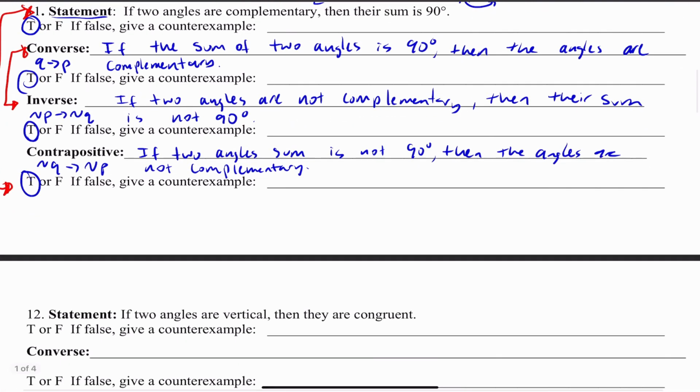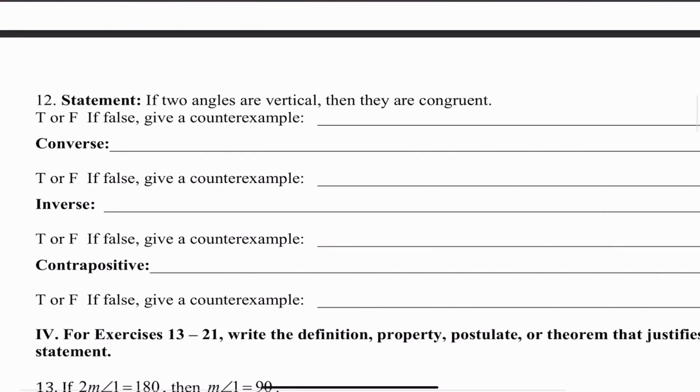Let's go ahead and do the other part. Number 12, if two angles are vertical, then they are congruent. Okay, here we go. Let me draw vertical angles. So if two angles are vertical, which I can assume true, because yes, vertical angles are always congruent. So this angle and this angle are congruent because of vertical angles. So that's true, they are congruent. So I don't really need to provide a counterexample. And again, this is my conditional.